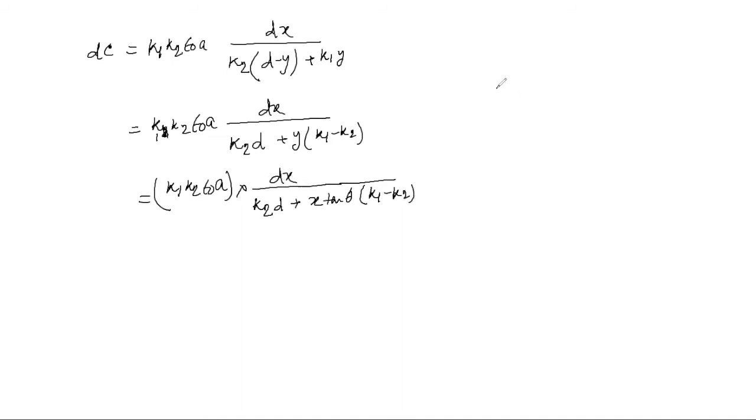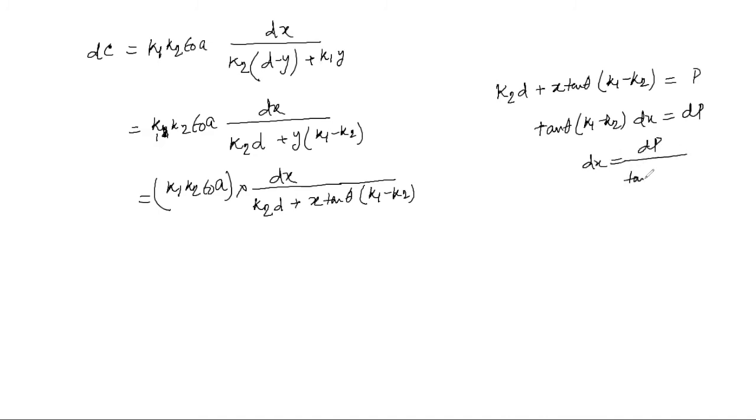Now we have just to substitute, taking K2 D plus X tan theta times K1 minus K2 to be, say, P. So if you differentiate it, this is tan theta times K1 minus K2 dx, and that will basically be dP, right? So dx is basically dP divided by tan theta times K1 minus K2. So you can just put it here. So K1 K2 epsilon naught A times dx is basically dP divided by, I am taking this constant outside, tan theta times K1 minus K2, and the whole thing is basically P, so this is ln P.